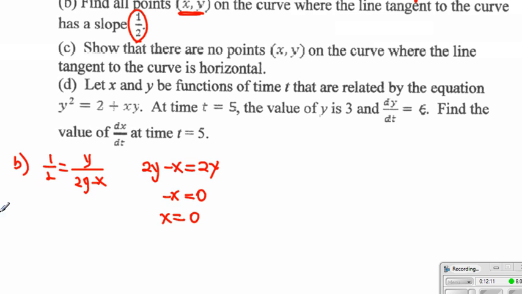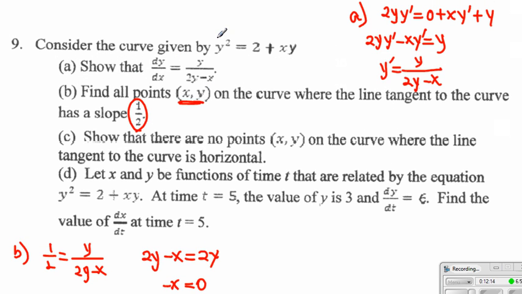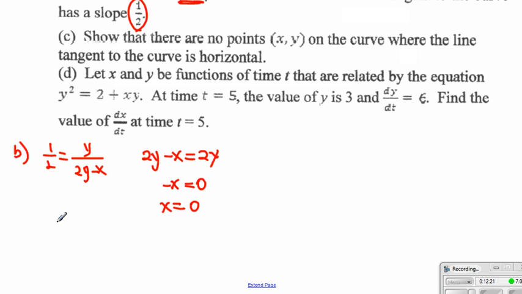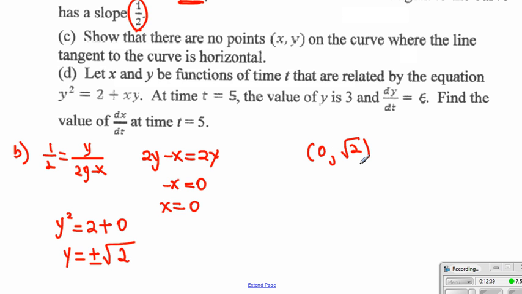Now we know the value of x, but how are we going to find the value of y? From the original expression, we plug in 0 for x. Then we see y squared is equal to 2 plus 0. Then y is plus or minus, we have two values, square root of 2. Now the 2 points we are looking at are 0 comma square root of 2 and 0 comma negative square root of 2. That could be our answer.